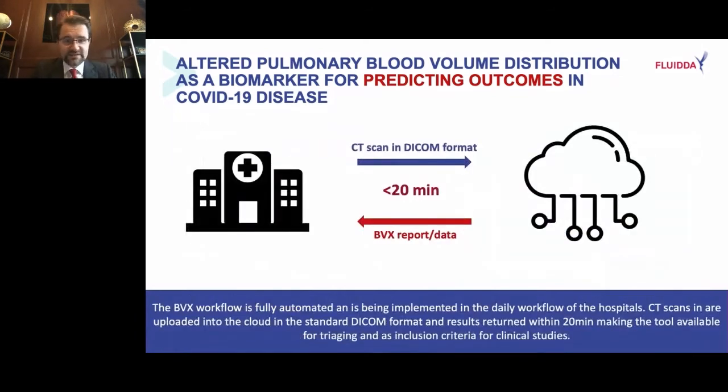And nowadays with cloud computing, there's ample computing power, so these assessments can be turned around quite quickly. In about 20 minutes, this type of information can be available to the physician.